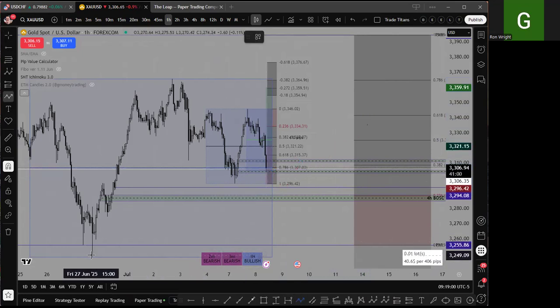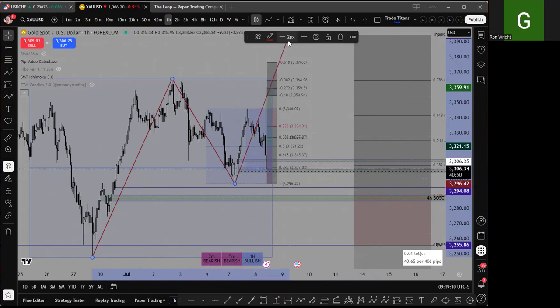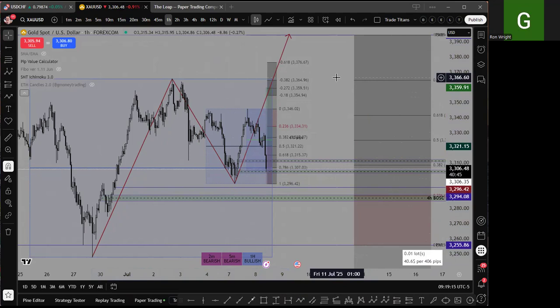Like I said, we're just in a pullback because we're going off this major impulse. So here we got this big impulse. Then we had the pullback. Now we need the impulse, and that's all I'd be looking for. All this could be a complex pullback, and the only way it will become more than a complex pullback is if it breaks and closes below this 3296 level. So yeah, that's the challenge I see.